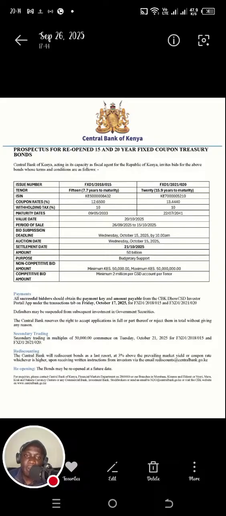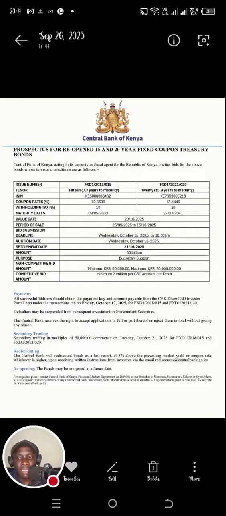Now, the period of sale is between the 26th of September 2025 and the 15th of October 2025. And the period of sale is simply the 3 weeks that investors have been given to understand the prospectus, to check their bank balances, and to make decisions and place their bids. So it is just a period of sale, giving people a chance to think.